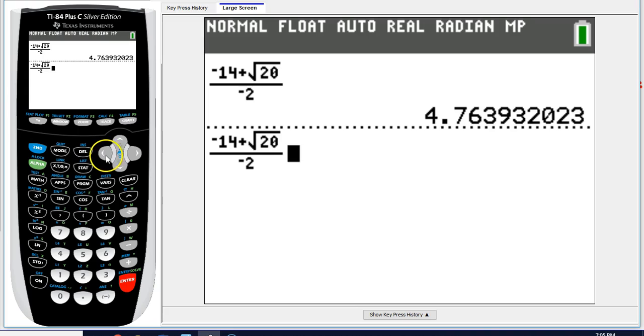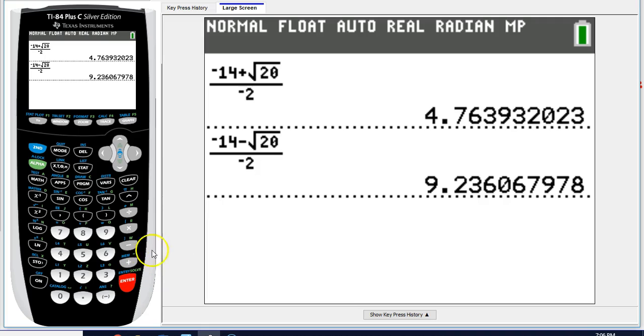You got the exact same thing. We just want to change our plus to a minus. That's going to give me the other root. Okay, so we'll hit enter. Bingo, I thought it was like 9.3. Well, I was not too far off. It was 9.2, right? It was pretty close. So those are my roots.